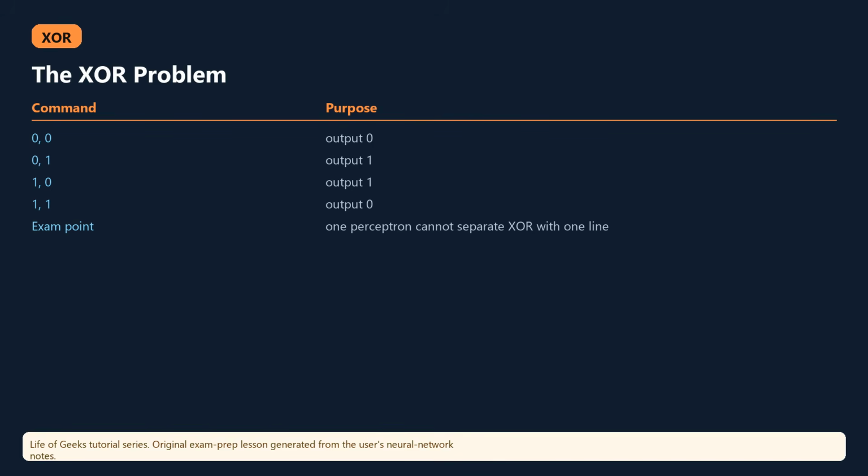The exam lesson is not just about XOR itself. The lesson is that hidden layers allow networks to represent nonlinear decision boundaries that a single linear model cannot.